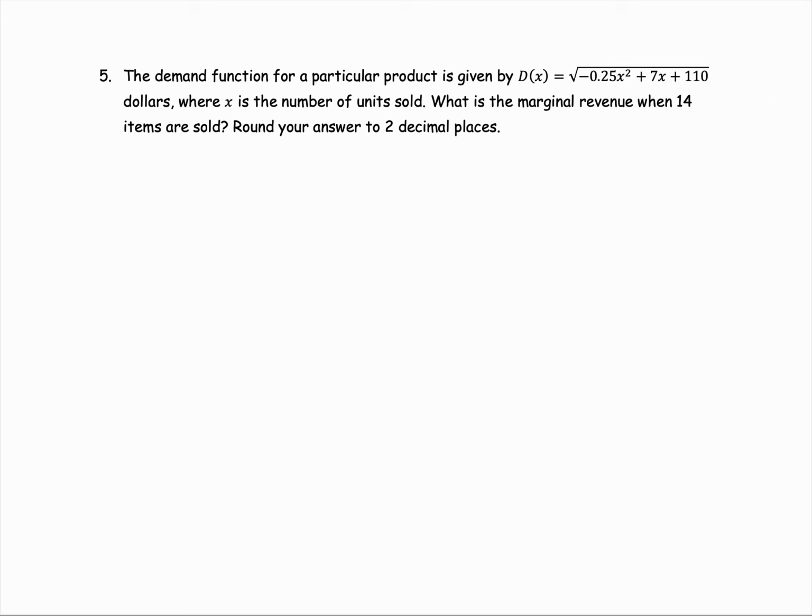For this problem, the demand function for a particular product is given by the function d(x) equals the square root of negative 0.25x squared plus 7x plus 110 unit in dollars, where x is the number of the units sold. What is the marginal revenue when 14 items are sold? Round your answer to 2 decimal places.